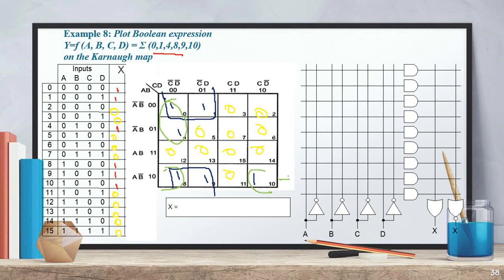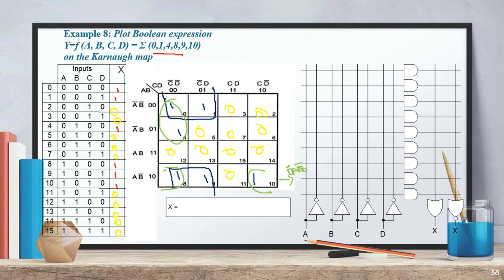From this equation, 10 means C D bar, and 8 means C bar D bar. So C gets cancelled. You can go with the D bar. And then here AB bar is common, so AB bar as it is. So we have AB bar D bar.